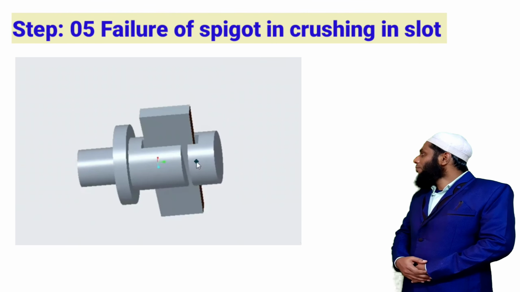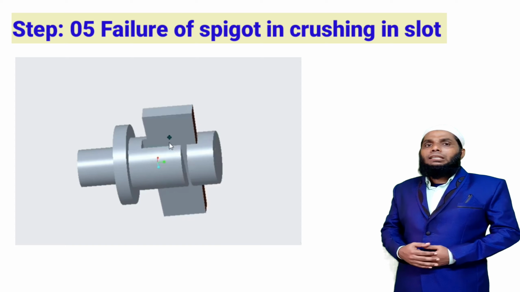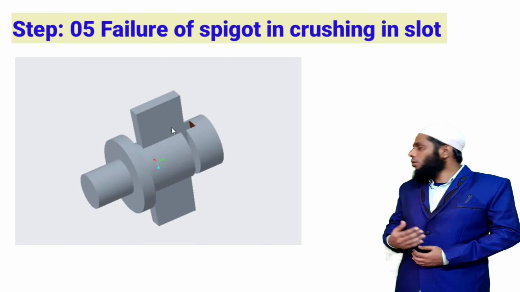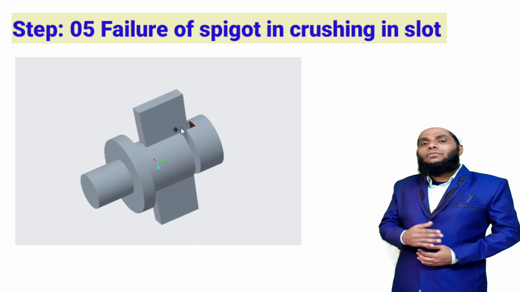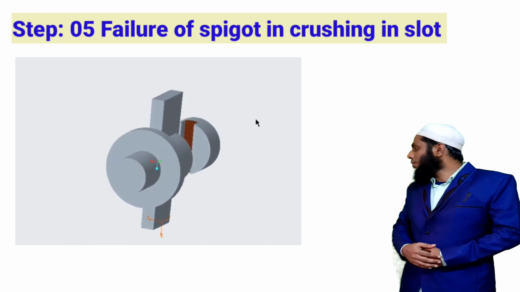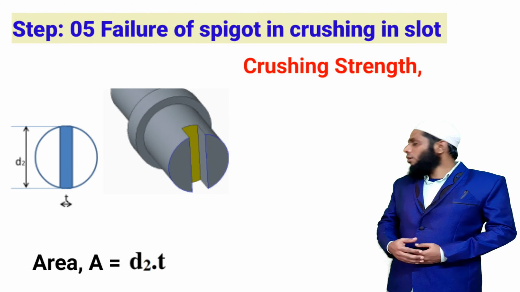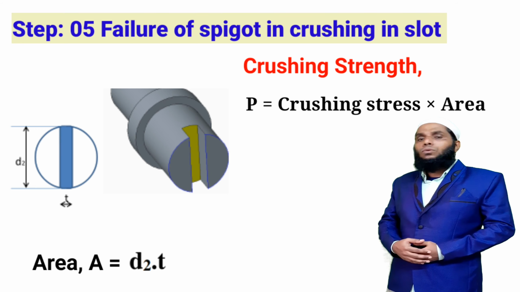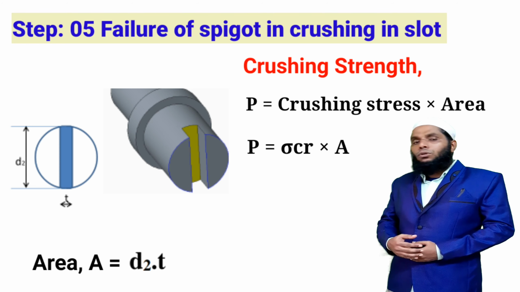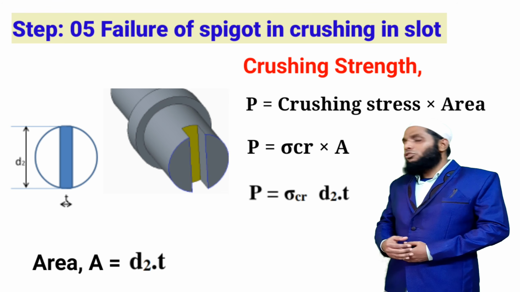In step number 5, that is failure of spigot in crushing. As we know, crushing is a relative contact failure between two elements. So here, between the cotter and the slot of the spigot end, both the faces of the cotter and slot will crush. At this spot, the area is equal to d2 into t. So the crushing strength for this spigot end will be P equals crushing stress into area. So P is equal to sigma CR into area. So P is equal to sigma CR into d2 into t. This is the crushing strength.